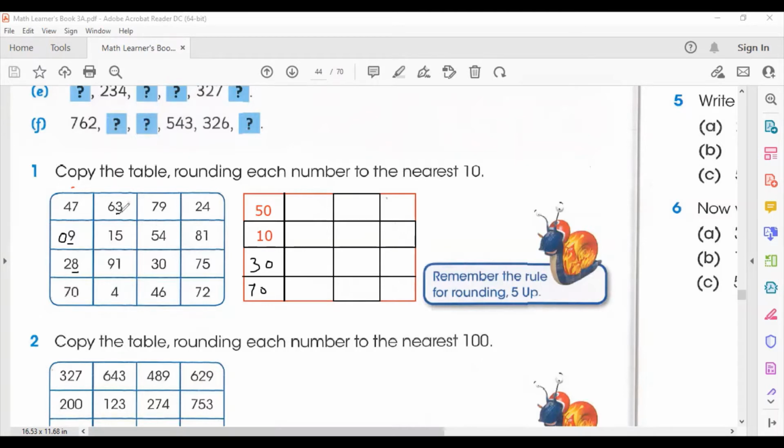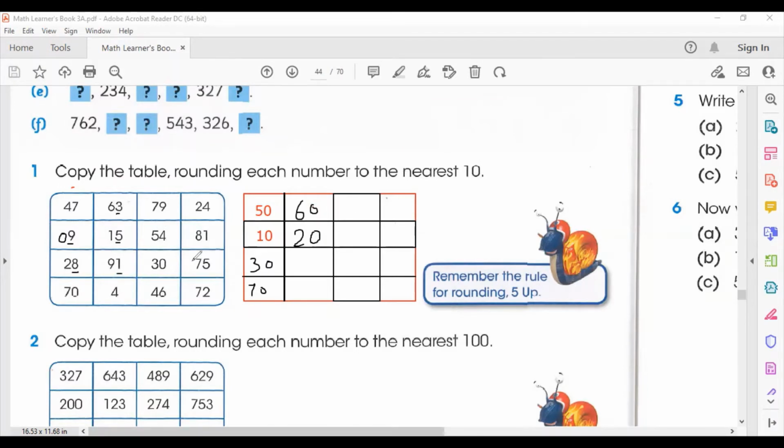3 is less than 5. So 6 does not change. As it is, we are writing 60. Next is equal to 5, 5 or more than 5. Less than 5, we don't need to change. 5 or more than 5, we need to change. 1 plus 1, 2. So 2 and then put 0, because our answer should be in tens.